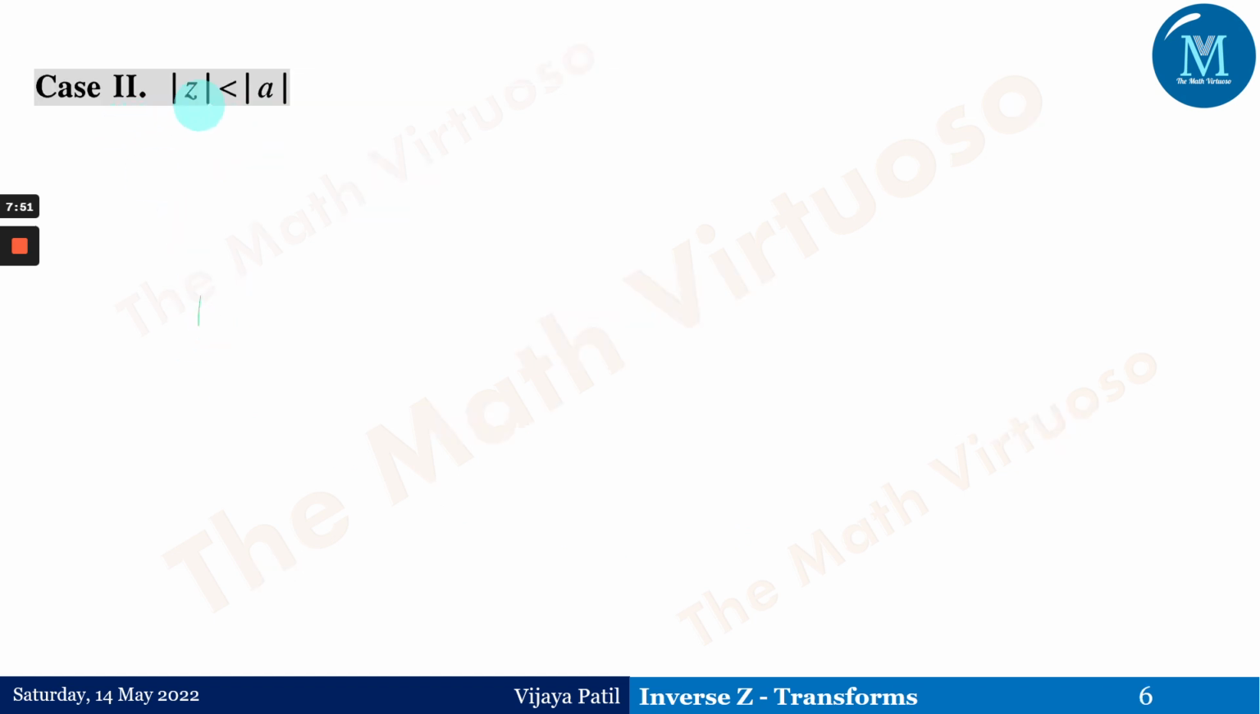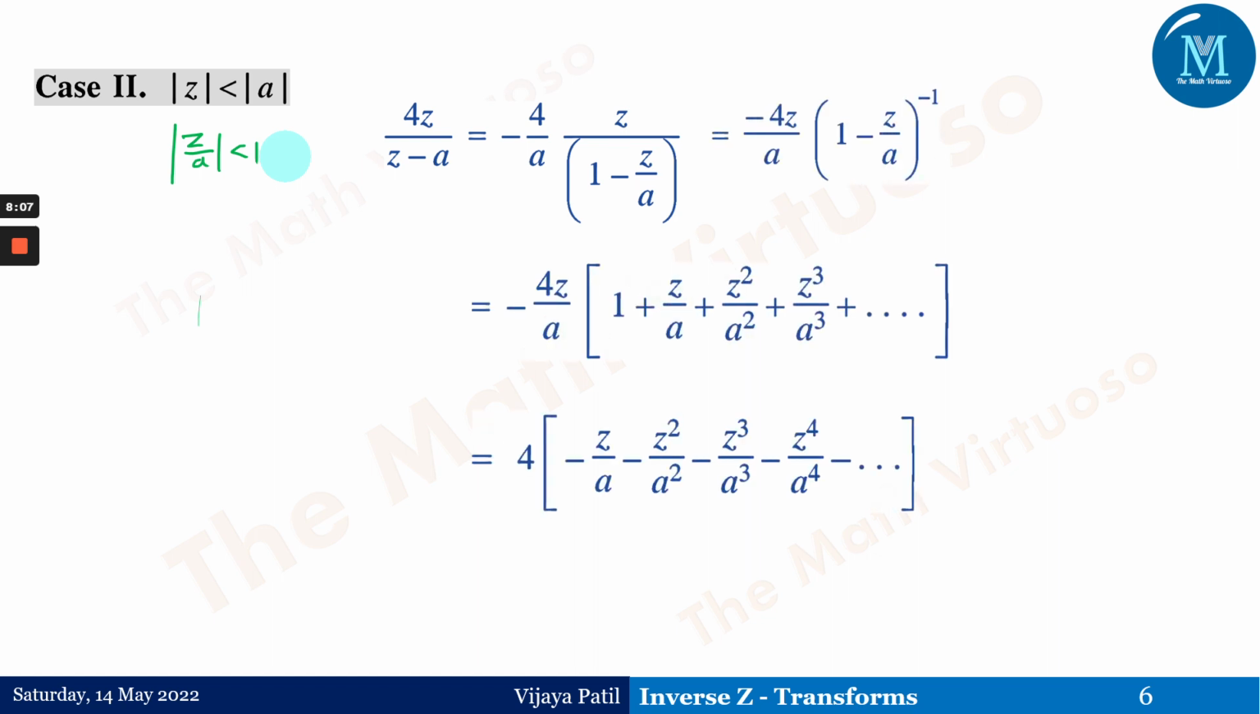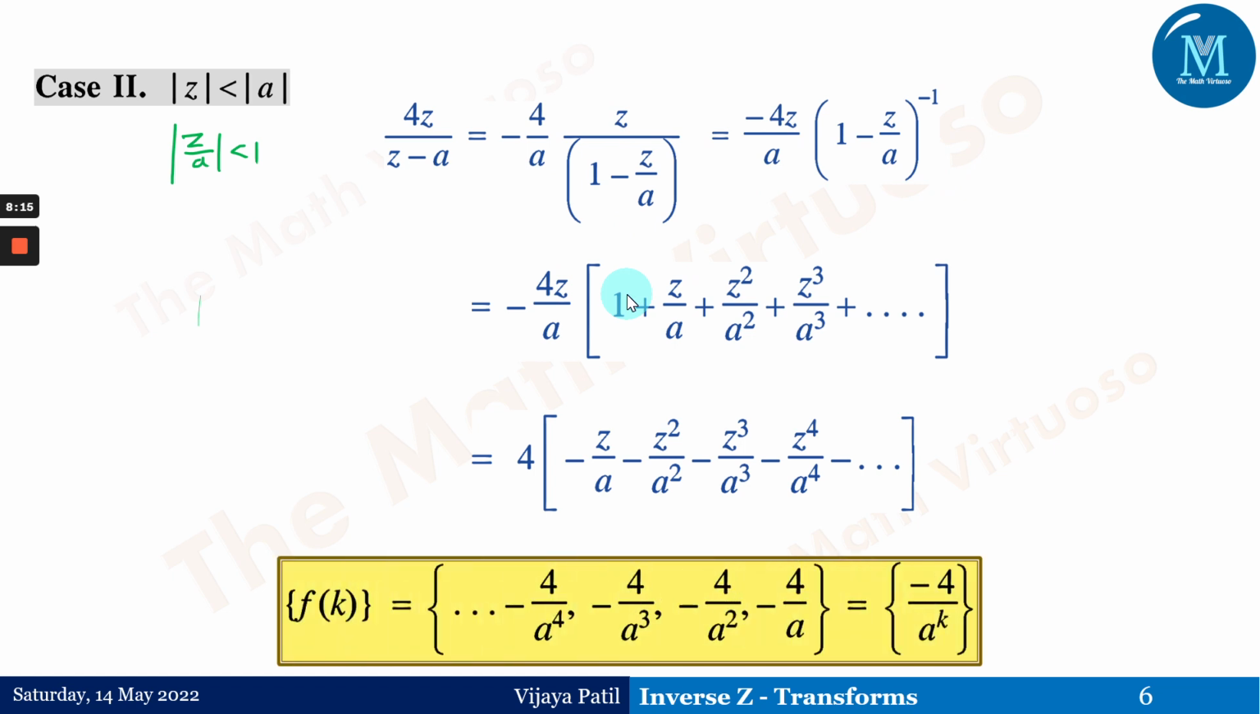Similarly, for case 2, mod of z is less than mod of a, that means it is nothing but mod of z upon a is less than 1. If you observe here, it is the same way, but here we have to divide and multiply the denominator with a, and that is what we have done here. I'll just scroll fast because this is almost the same as what we have discussed so far. So just pause the video, try to get the series and try to get this answer on your own. This is 4 into minus z by a minus z square upon a square and so on.